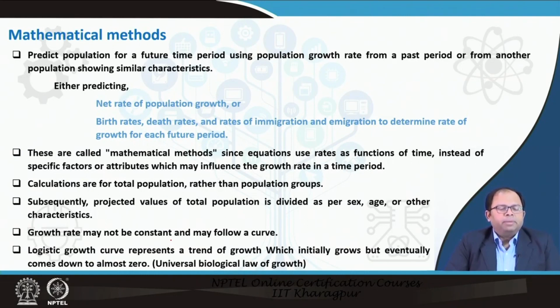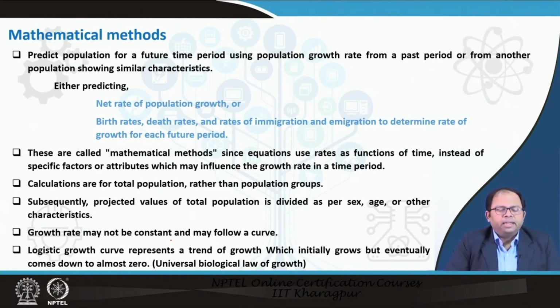So, in mathematical methods, we predict population for a future time period using the population growth rate from a past period or from another population showing similar characteristics. That means we can either consider the growth rate in previous time periods and say the same growth rate is going to continue, or take a population of similar characteristics in a different urban area and say that, well, that area is almost similar and has this kind of growth rate, so we can adopt that as well.